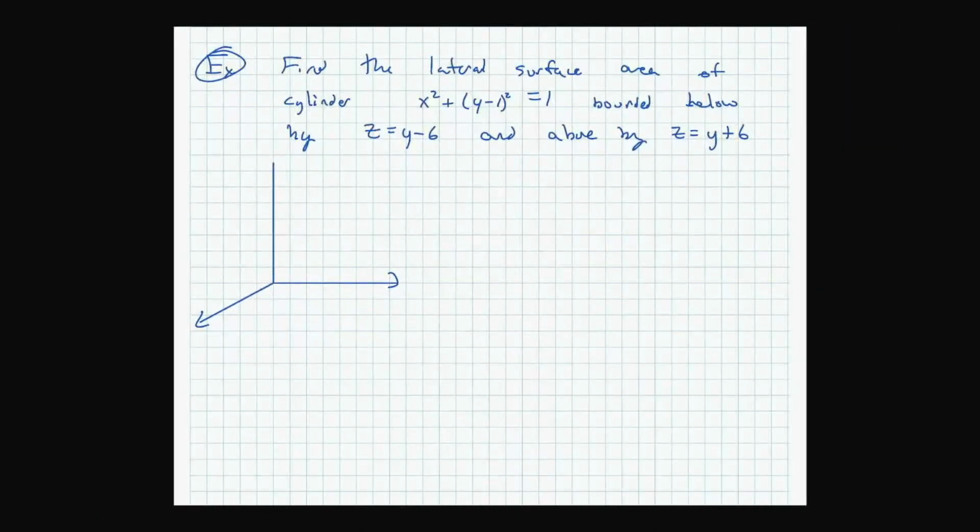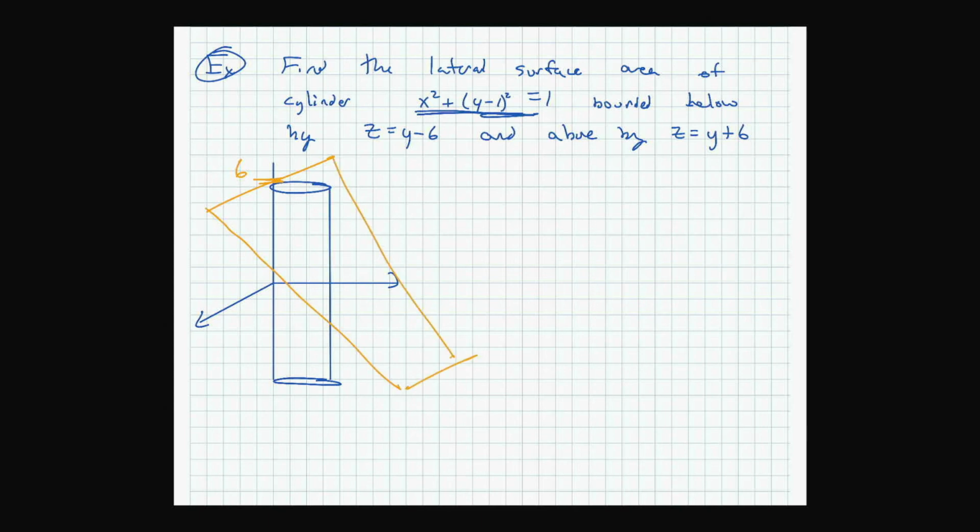So what's going on is this is a cylinder. It's just been shifted over one in the positive y direction, so it's like this. However, didn't they say bounded below by z equals y minus 6 and above by z equals y plus 6? So those are actually planes that are slanted like this. This one is up at 6, and then this one is slanted down this way.